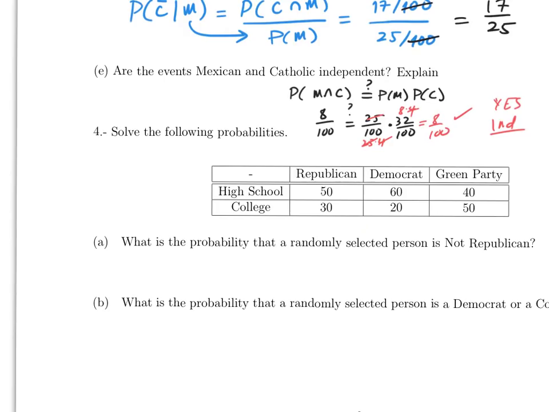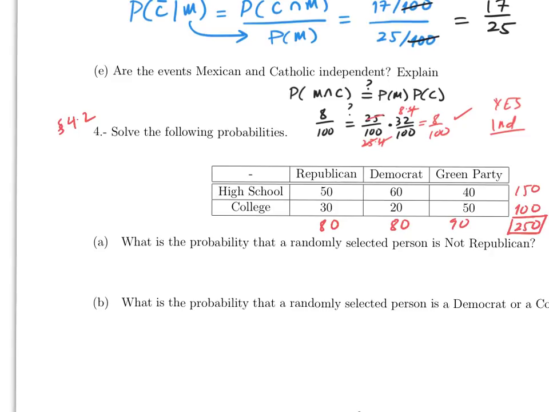Question number 4 is from section 4.2. The first thing you have to do is add the rows and all the columns, and the total in our case is 250.